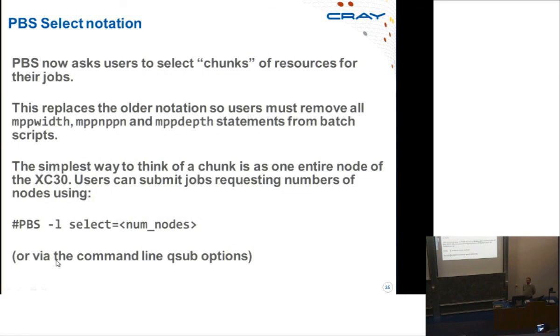What you're asking for are chunks of resources from PBS. As I said, it replaces the MPP notation, and you should remove that from all of your job scripts if you're just porting over from HECToR. The simplest way to think of a chunk is that it's one entire node of the XE30. So users can submit jobs that request whole nodes using PBS select equals the number of nodes that they need for that job. That can either be done using the standard #PBS in your script, or via the qsub options, as you always might have done in the past.